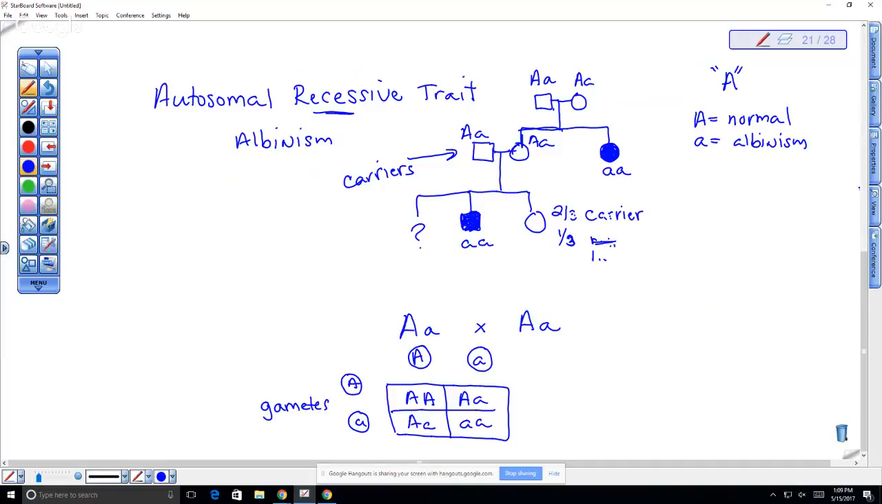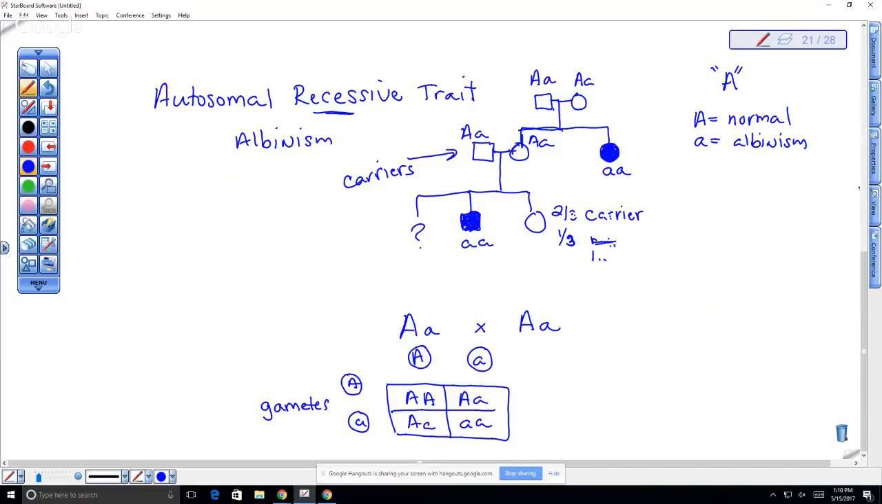2 out of 4. No. 1 out of 2. 1 out of 4. Right? So it'd be a 25% chance, 1 out of 4 chance that if they had another child, that that child would have albinism. Doesn't matter that they already had one, a child with albinism, because it's independent events. Its odds are the same. It's like flipping a coin. Odds would be the same.